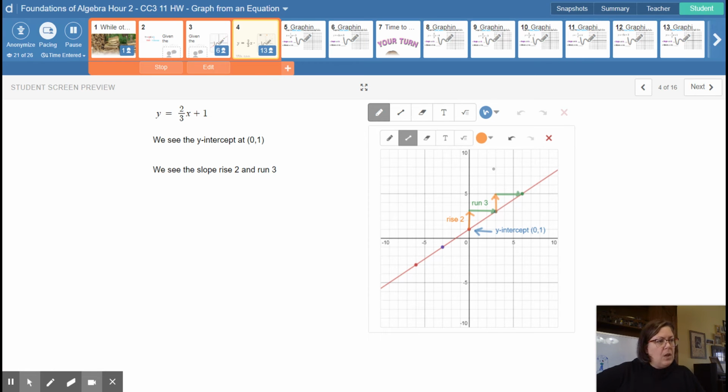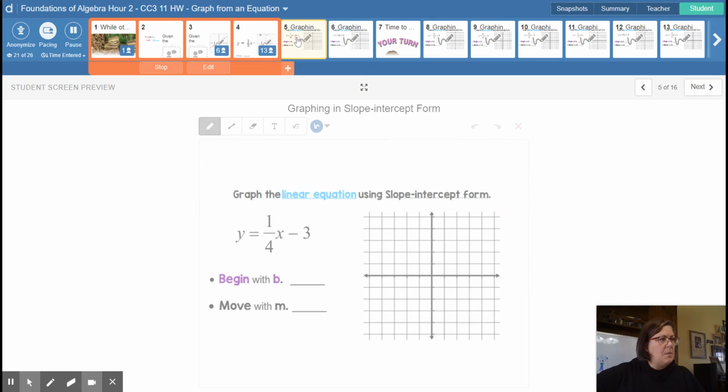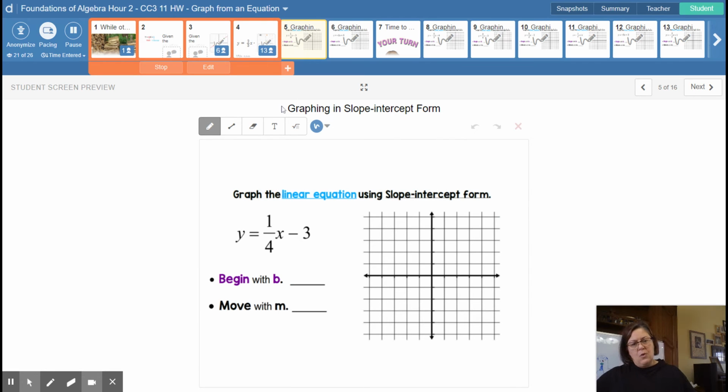Okay, so what we're going to do for the next 2 slides is use this idea of recognizing both slope and y-intercept, and we're going to create a graph from that information. So can you please look back at me? I'm going to walk you through slide 5. You don't have access to this yet. I want to walk through slide 5 first, and then I'll give you time to copy.